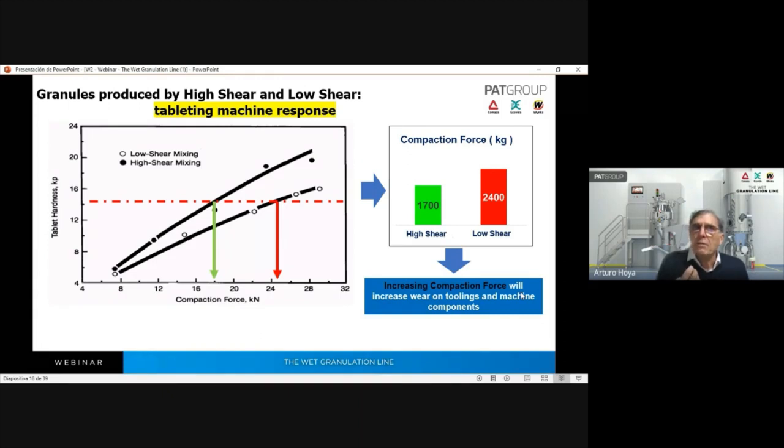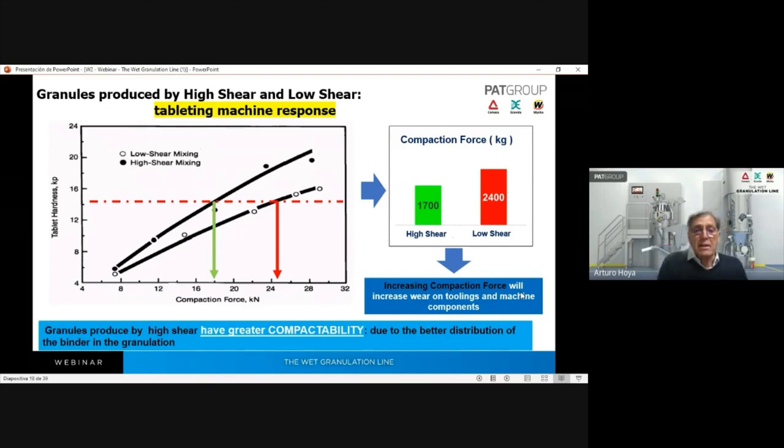We need to obtain granules with high compactability in order to need low pressure, low force to produce a tablet with high hardness, high mechanical strength. This is a very important question, and with high shear it is possible to obtain this. So the granules produced by high shear have greater compactability than those obtained by low shear.